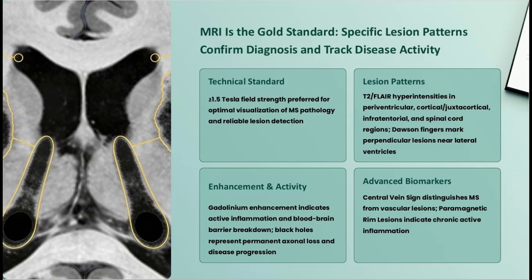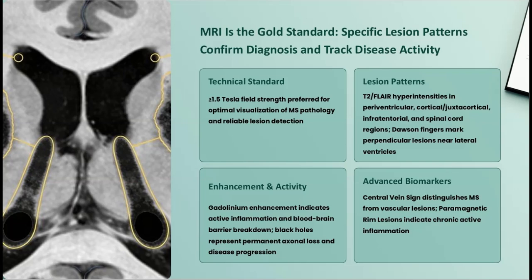MRI is the gold standard imaging investigation in multiple sclerosis. A field strength of at least 1.5 Tesla is preferred for reliable lesion detection. The classic MRI appearance includes T2, or FLAIR, hyperintense lesions in characteristic locations. These include periventricular regions, cortical or juxtacortical areas, infratentorial structures such as the brainstem and cerebellum, and the spinal cord.